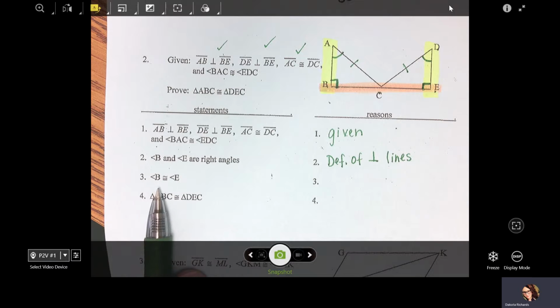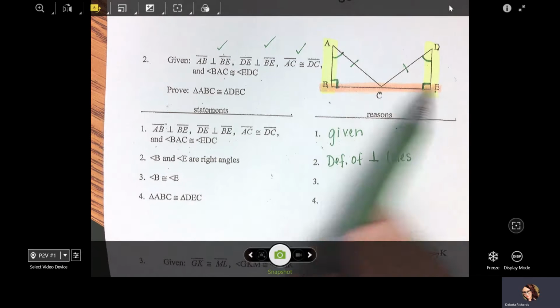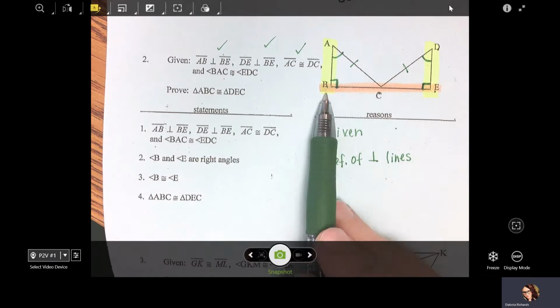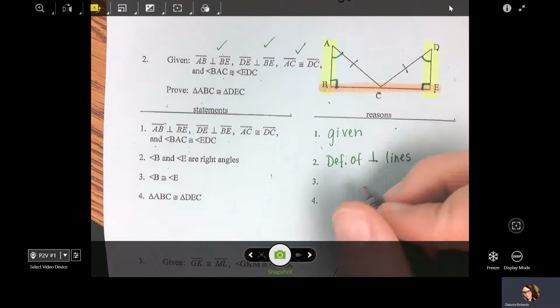Angle B is congruent to angle E. Okay, they're right angles. And you know that right angles are congruent to each other because of the right angle congruence theorem.